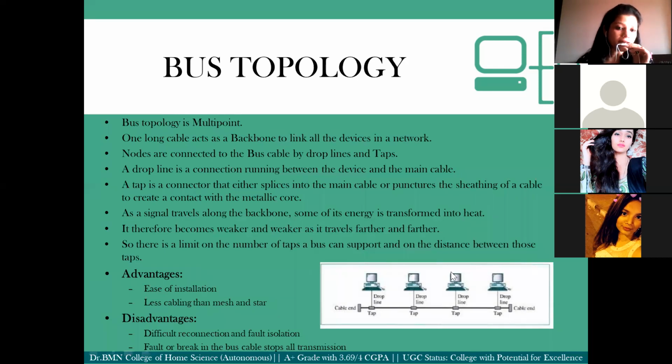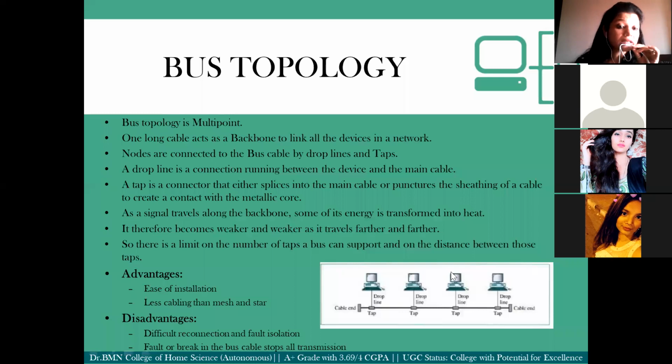Next advantage is less cabling than mesh and star. Here the cable is very little because it is a multi-point connection. There is no point-to-point connection, so there is no dedicated channel. One link is shared between all the devices. So the cables that would be required are quite few compared to mesh and star. So less cable is required. Installation is easy. Okay.